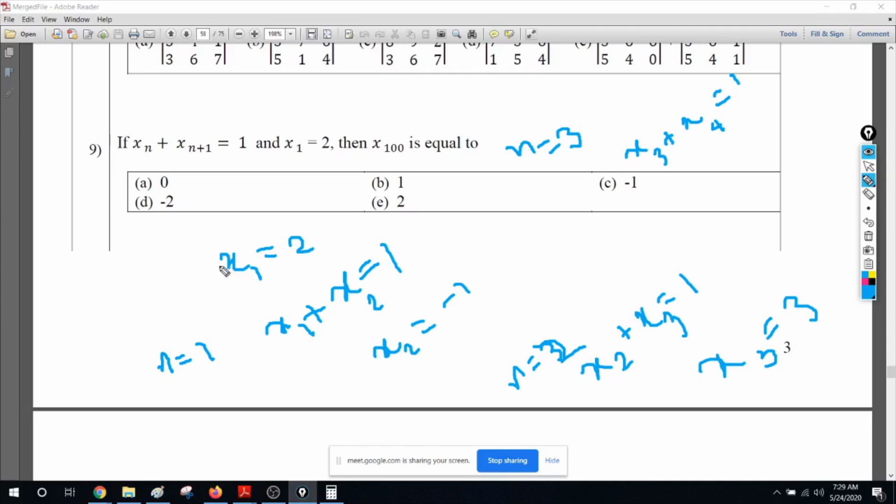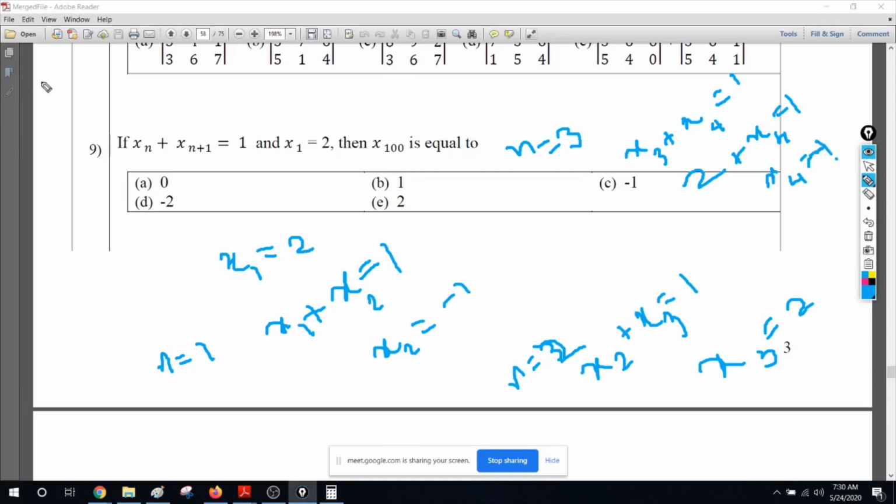Let's do it from the beginning. x1 is 2. 2 plus x2 is 1. 1 minus 2 is minus 1. Fine. For n equals 2, x2 plus x3 is 1. We know that x2 is minus 1. So minus x2, when you go there, it will be plus 1. Sorry, this one is 2. So x3 is 2. Now this is 2 plus x4 is 1. That means x4 is again minus 1. Right, minus 1.